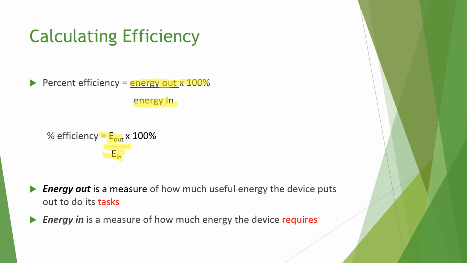So remember, when reading through these word problems, energy out is the measure of how much useful energy the device puts out to do its tasks, whereas energy in is the measure of how much energy the device requires. So energy in is how much it needs no matter what in order to just work, whereas energy out is how much energy it actually produces in order to fulfill its tasks.